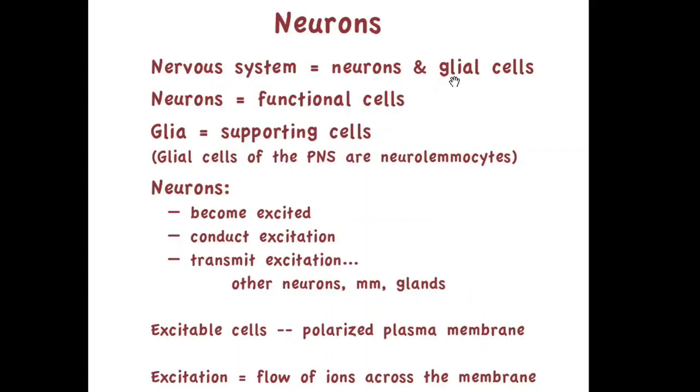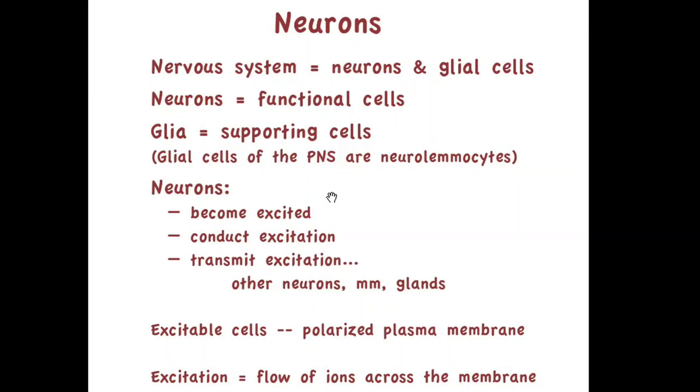Neurons and glial cells are the parenchymal cells of the nervous system. Neurons are the functional cells, and glial cells are the supporting cells. The glial cells of the peripheral nervous system are called neurolemmocytes, or often just lemmocytes.